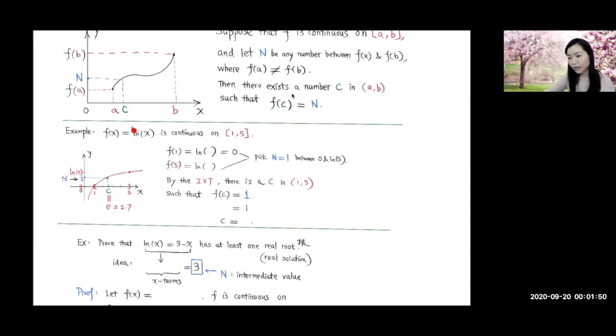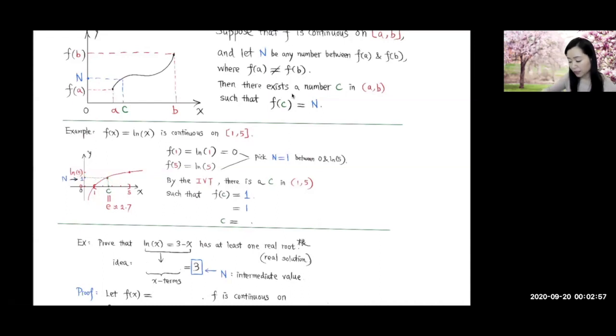So Ln of x is continuous on this closed interval from 1 to 5. You see there's no break from 1 to 5. Okay. F of 1 is equal to Ln of 1, which is equal to 0. F of 5 is equal to Ln of 5. Now I'm going to pick an intermediate value that's between 0 and Ln of 5. I'm going to pick 1 as this intermediate value. Okay. By the IVT, there is a number c between 1 and 5, such that f of c is equal to this 1, this intermediate value here.